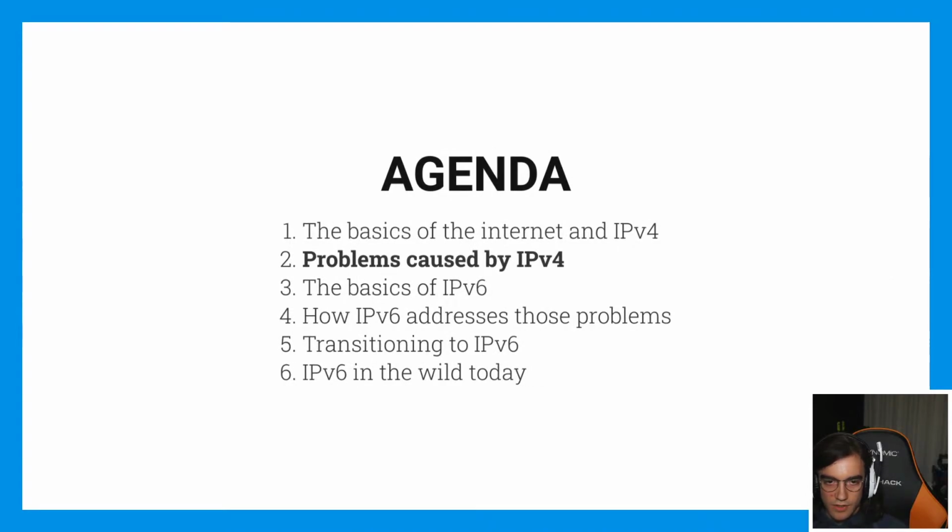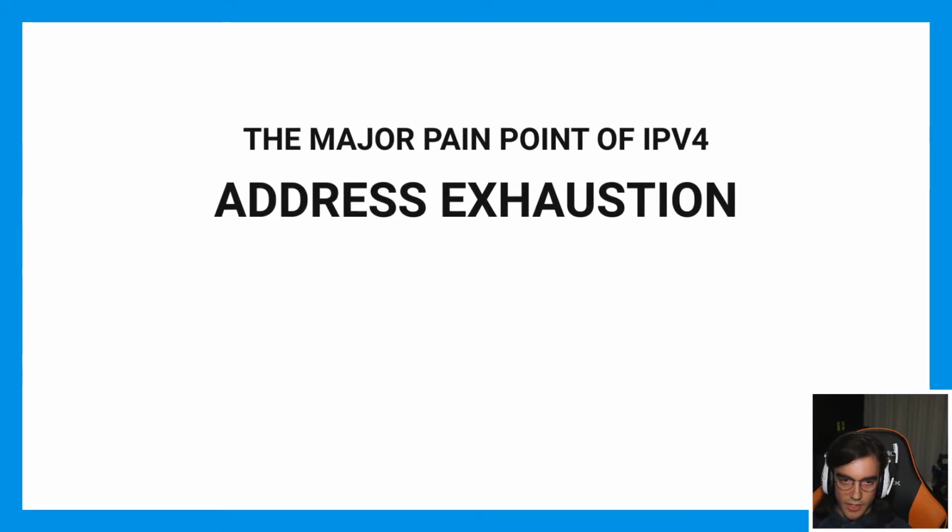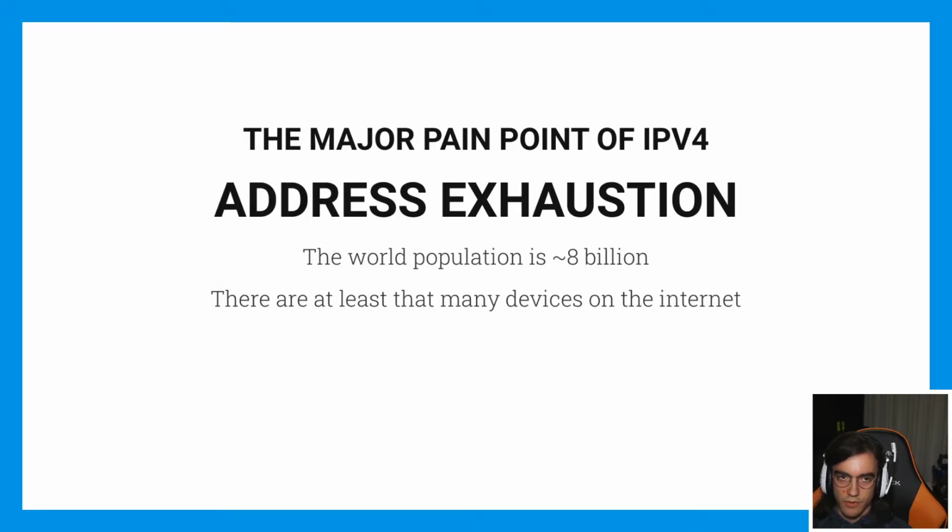So now that we've gone through what the internet is, let's talk about IPv4 specifically and what the pain points of IPv4 are. The biggest pain point is address exhaustion. Like I said earlier, there are about 4.3 billion addresses in IPv4 because it's a 32-bit integer. But the world population right now is around 8 billion people, and there are at least that many devices on the internet.